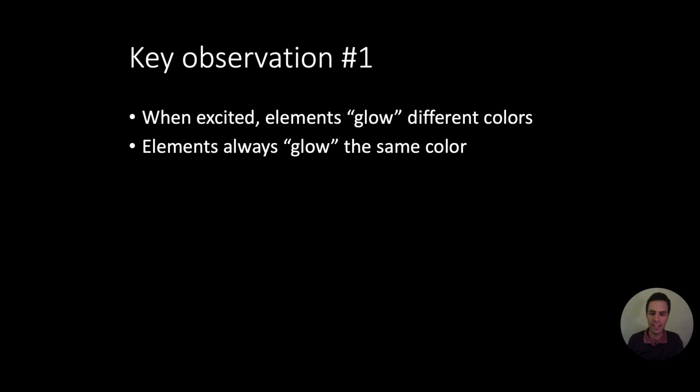When they're excited, when you give them energy, whether in the form of flame or an electric current, elements glow different colors. And elements always glow the same color. Neon gas always glows red. Sodium metal always glows yellow. Copper metal always glows green. Why is that?